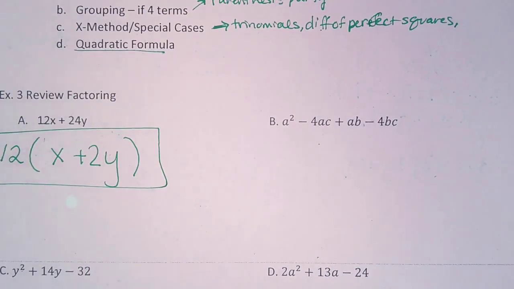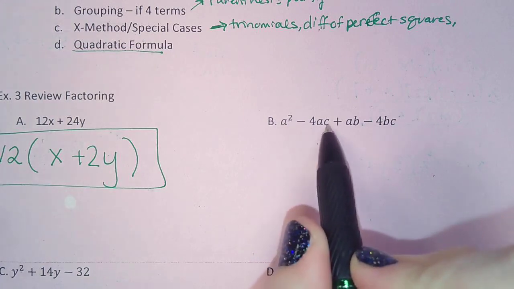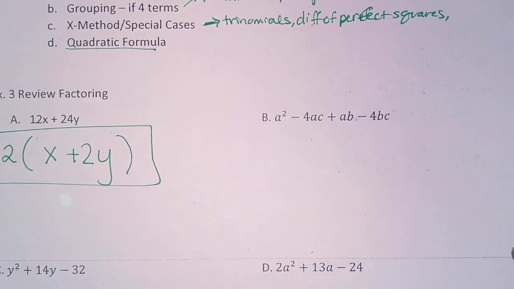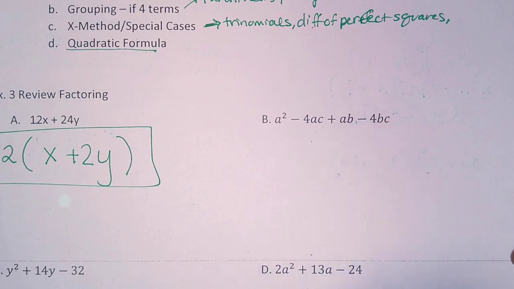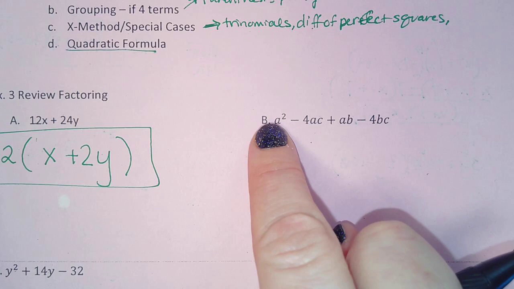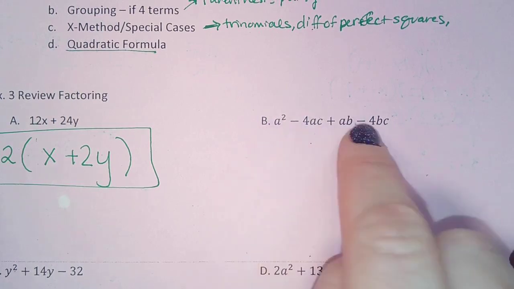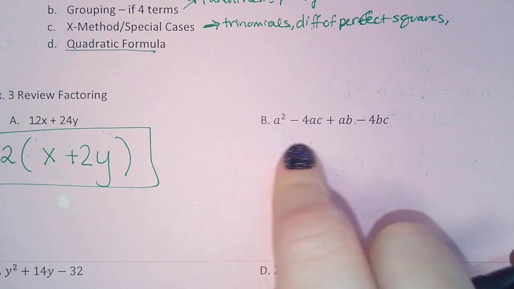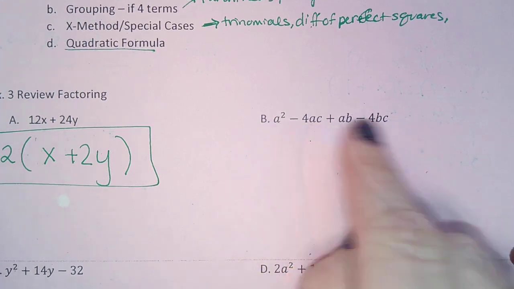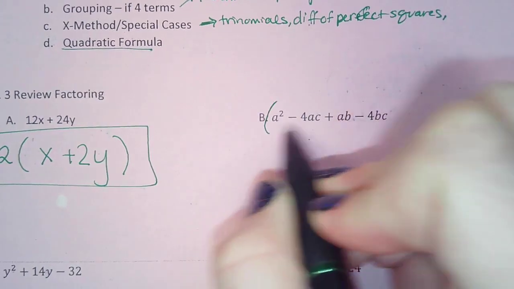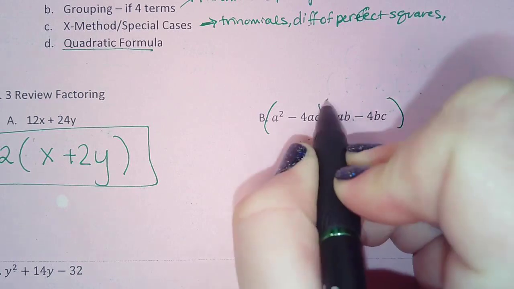B. a squared minus 4ac plus ab minus 4bc. So there's a lot going on there, but I am noticing that I have 4 terms. 2, 3, 4. Okay, I can't take out any GCF right now because these don't have numbers, and this has an a but no b or c. So they don't all have a's, so I cannot take out any a's. So I'm going to go ahead and do the factor by grouping. 4 terms, so first 2 together, last 2 together, plus sign between them.